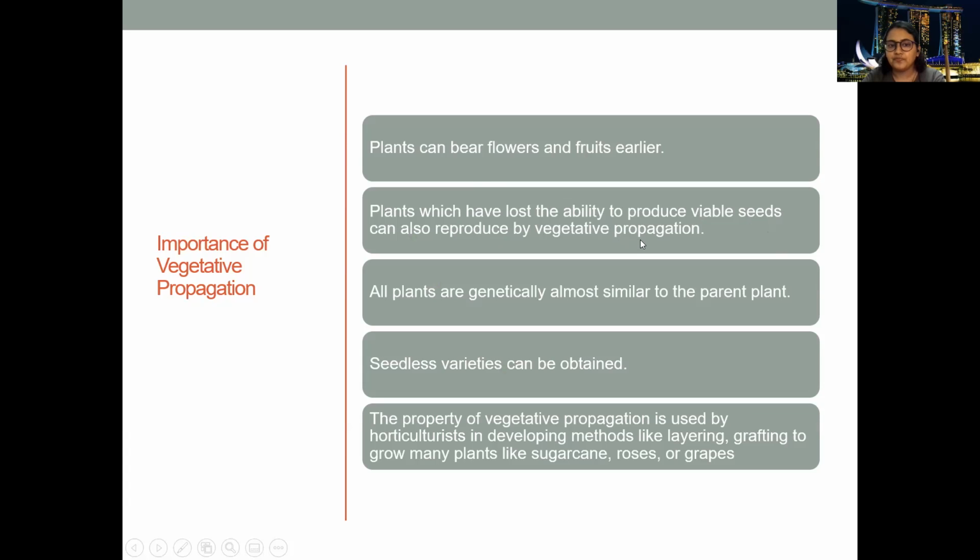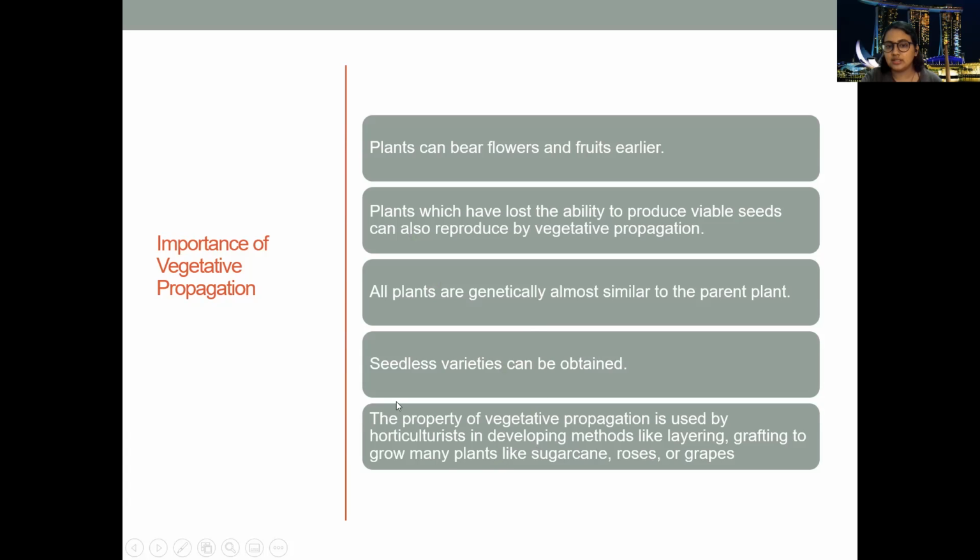All plants are genetically almost similar to the parent plant. So if for research purposes you need all identical individuals, we will do asexual reproduction, this vegetative propagation. Seedless varieties can be obtained, as I told you about parthenocarpy. The property of vegetative propagation is also used by horticulturists in methods like layering and grafting to grow many plants like sugarcane, roses, grapes.